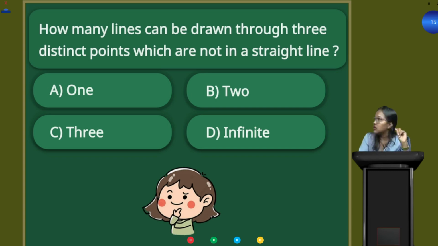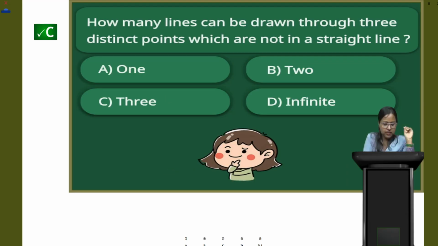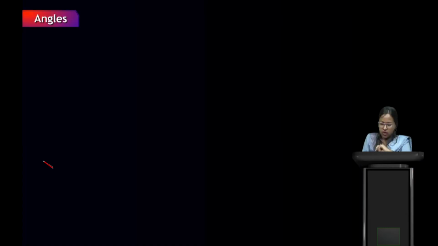How many lines can be drawn through 3 distinct points which are not in a straight line? So what would be your answer? Okay, your time is very less. Let's see how many of you are able to answer this question. Okay, your time is up. I am showing you the answer. Option C is the correct option. Already we saw, right? So 3 is the answer. Okay, now next.